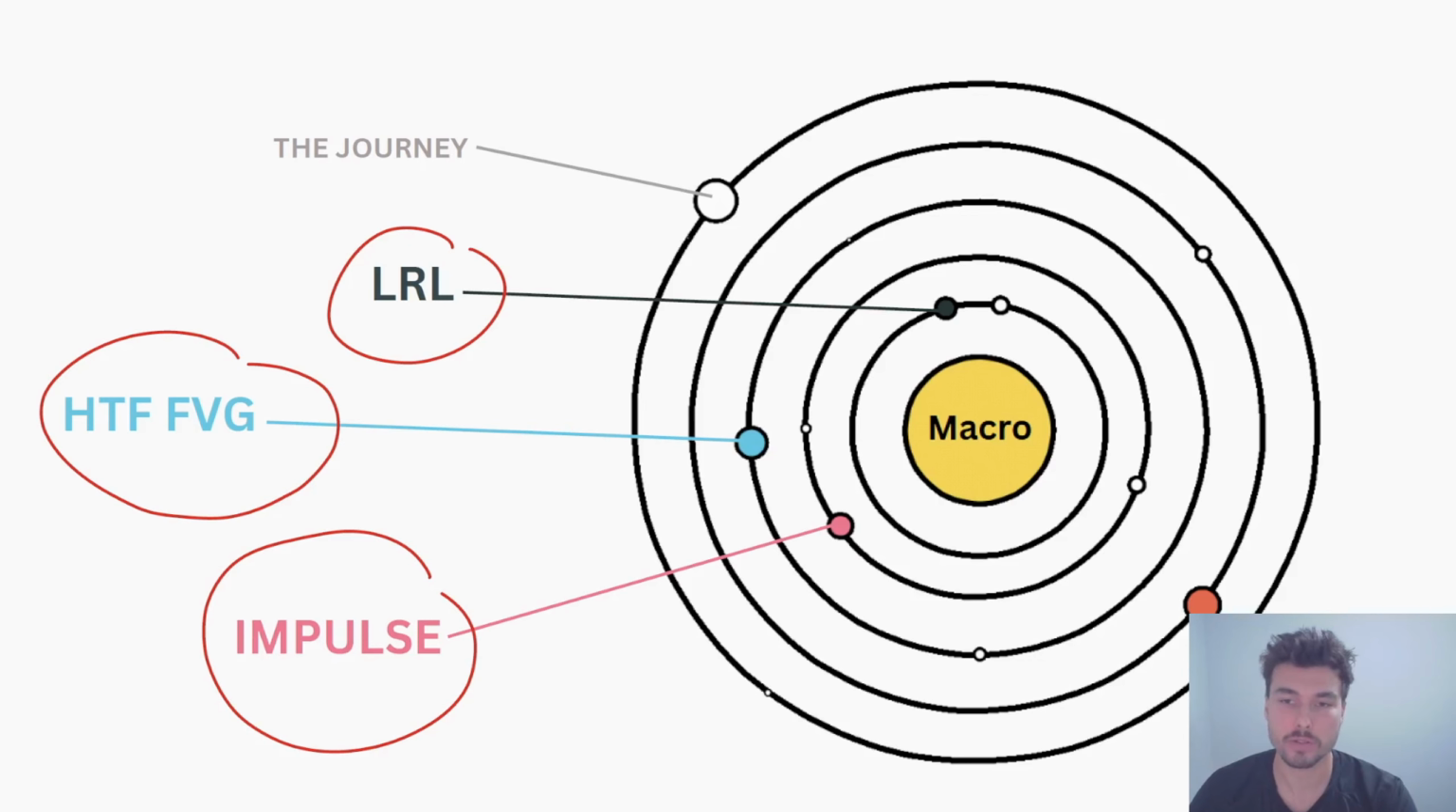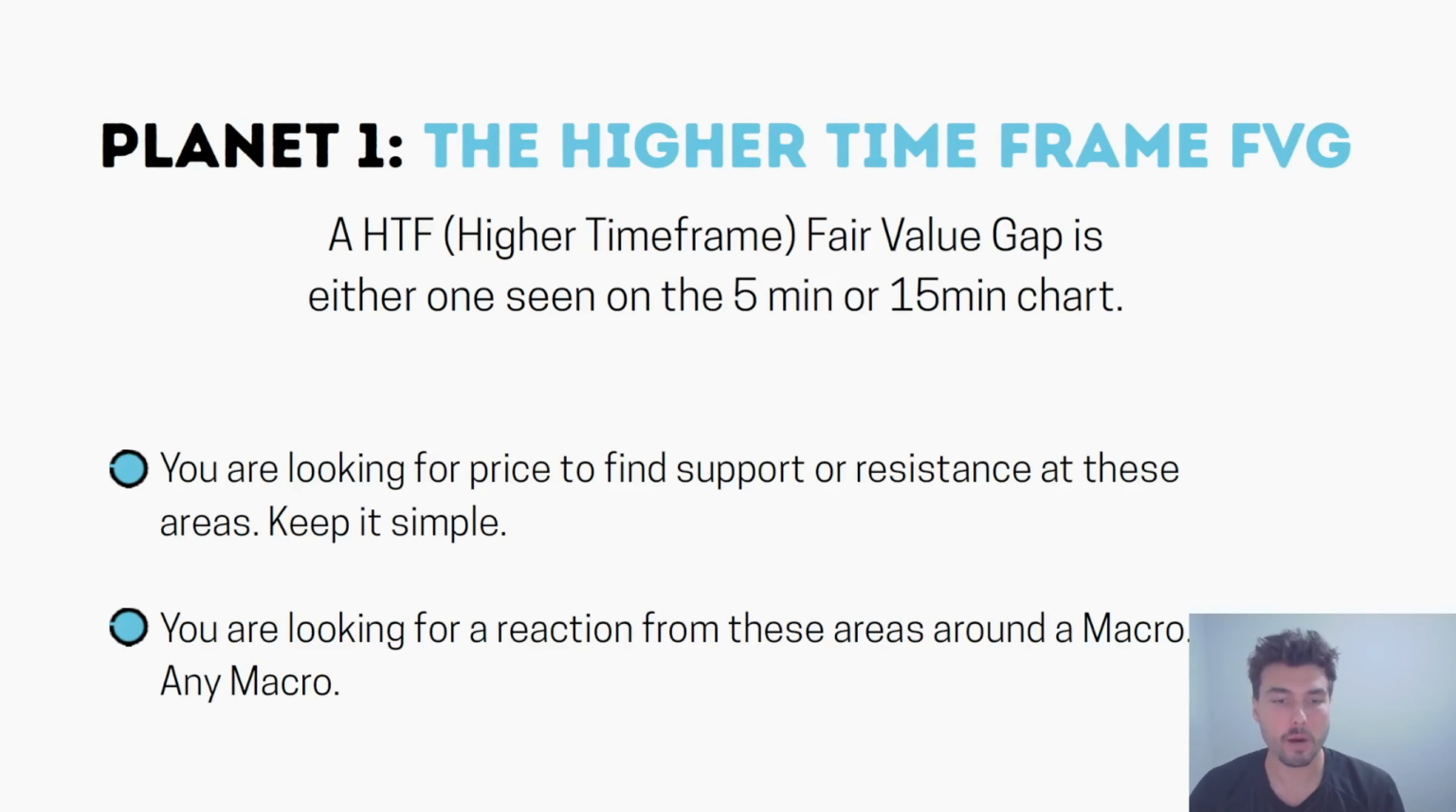Straight into it, guys, we're going to talk about planet number one. And planet number one here is going to be the higher time frame fair value gap. A lot of people ask me, what higher time frame are you talking about? Are you talking about the 1 hour, the 15-minute? I've given a definition here for each of these planets, and each of these planets is just as important as the other. So I've defined it here saying a higher time frame fair value gap is, for me, one that's seen on the 5-minute or the 15-minute chart.